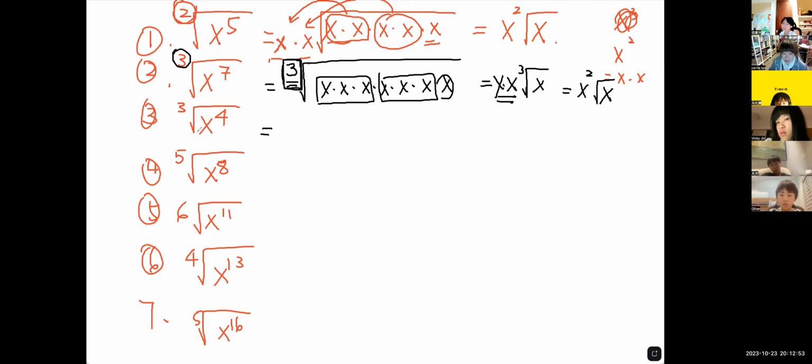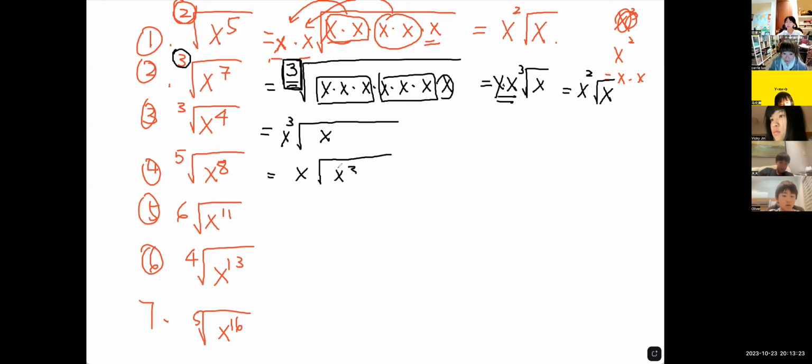Roland, can you tell me? X to the power 4 and cube root equals what? X multiplied by the square root of x. X multiplied by the cube root of x. Correct, not square root. Very good. Okay, next, can you tell me number 4? Number 4 is x and then the fifth root of x to the power 3. And here is what? 5. Very good. Good job. Okay, next one.